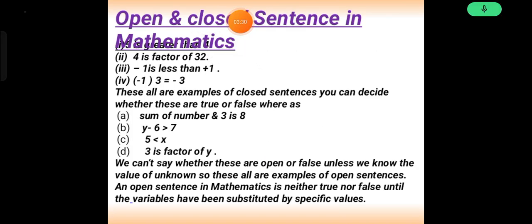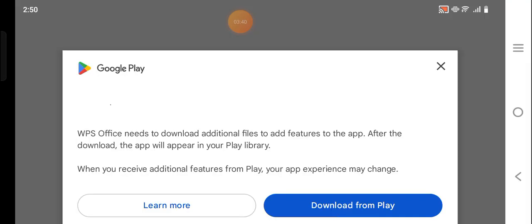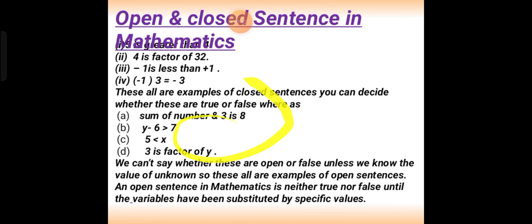Okay, now we have open and closed sentences in mathematics. So what is an open sentence and what is a closed sentence? First of all, look at the first example: 4 is a factor of 32. It's a closed sentence because we know that it is true. If you think anything is true, it is a closed sentence. If you think anything is false, it's also a closed sentence. But where you are not sure whether it is true or false, that is an open sentence.